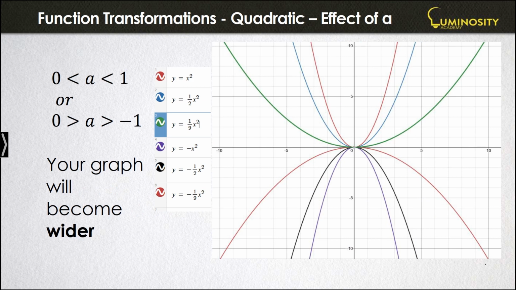Now, if a is between 0 and 1 in terms of absolute value, or if it's also between 0 and -1, then your graph will get wider. So here we have our original with the red on the top and the purple on the bottom, and we can see by the blue and the green on the top that it's become a lot wider. And on the bottom with the black and the red, we can see that again, it has become a lot wider as we go from y equals x squared to 1/2 x squared to 1/9 x squared.